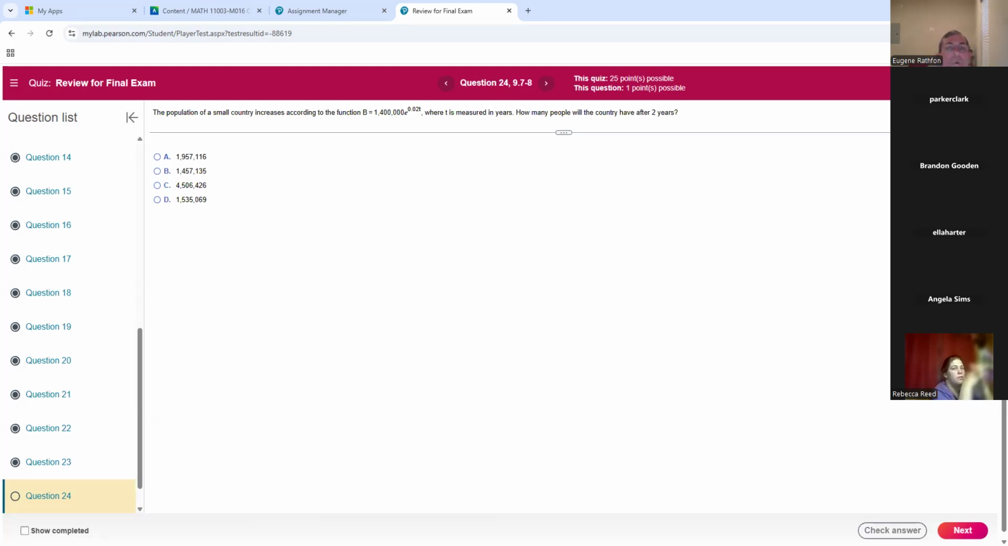All right, y'all. So on 24, they're giving me a formula. P equals 1,400,000 e to the 0.02t. This is the population of a small country that increases according to this formula. And they're telling you that t is in years. Well, they want to know how many people will be in the country after 2 years.